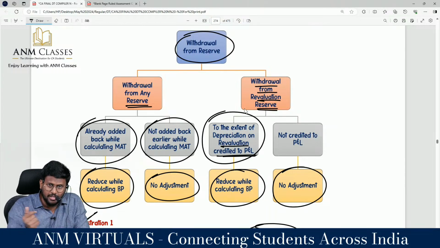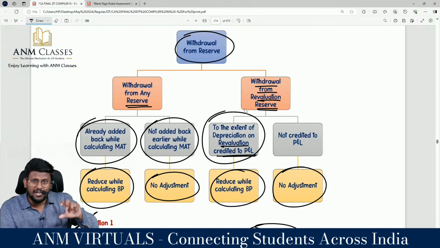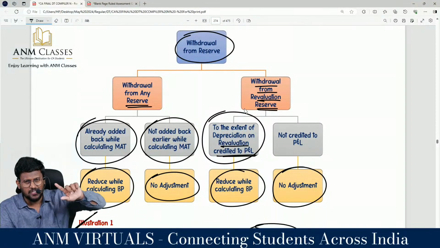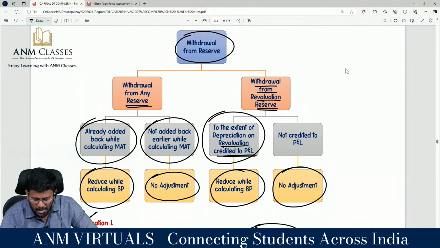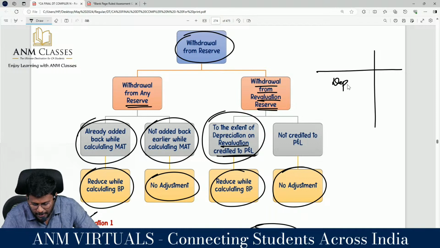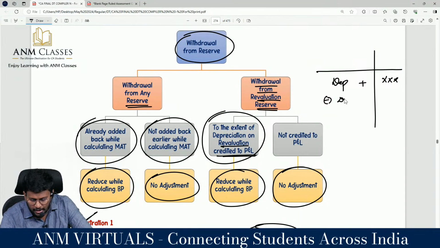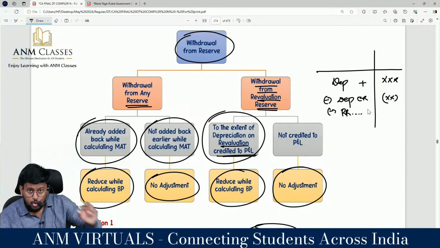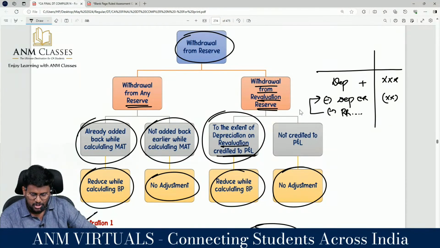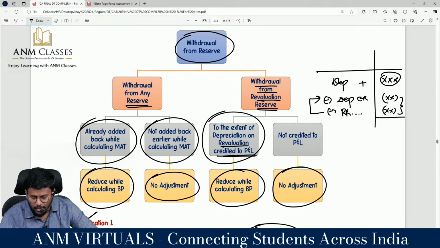depreciation on revaluation credited to P&L. Then reduce while calculating book profit, because you will add back. Sir, one add back: whatever depreciation is debited to P&L, you will add back. Right? You will add back. You will reduce two items, my dear lovable students. Number 1, depreciation excluding revaluation, and less amount withdrawn from the revaluation to the extent of the depreciation on account of revaluation. In order to counter this one add back, you will remove two things.